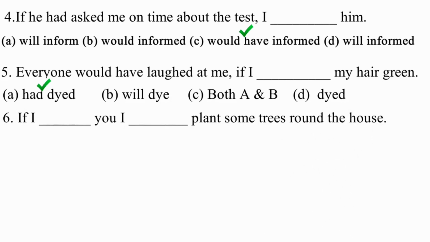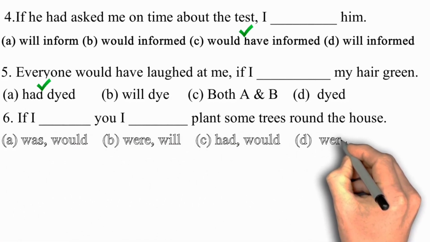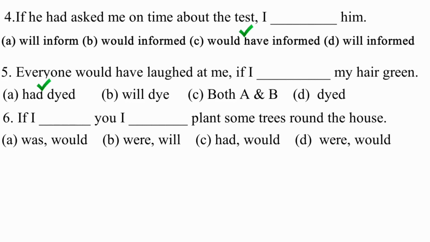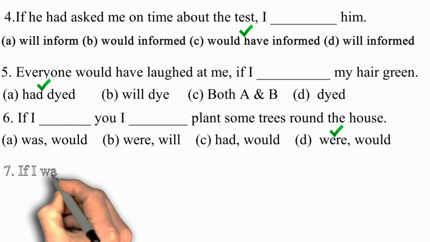Sixth sentence, if I dash you, I dash plant some trees round the house. A was would, B were will, C had would, D were would. What do you think is the correct one? Which option is correct? Okay, the correct one is D. If I were you, I would plant some trees.